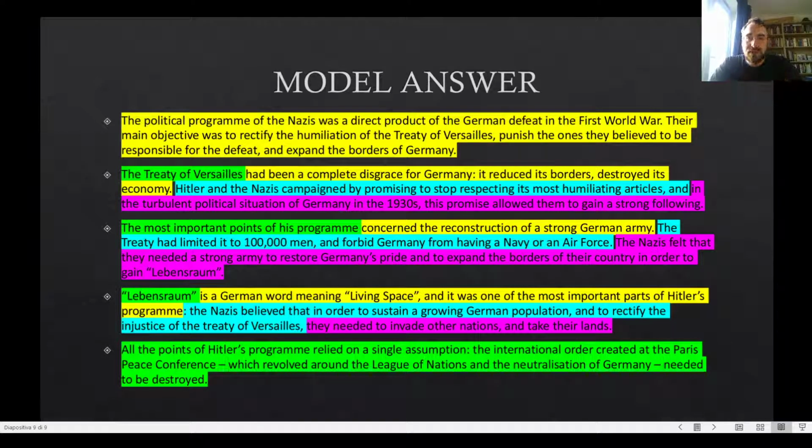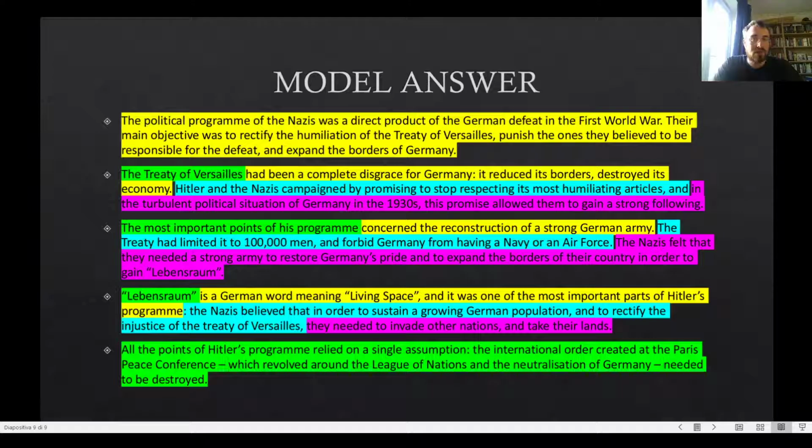So the political program of the Nazis was a direct product of the German defeat in the First World War. Their main objective was to rectify the humiliation of the Treaty of Versailles, punish the ones they believed to be responsible for the defeat, and expand the borders of Germany. The Treaty of Versailles had been a complete disgrace for Germany. It had reduced its border, destroyed its economy. Hitler and the Nazis campaigned by promising to stop respecting its most humiliating articles, and in the turbulent political situation of Germany in the 1930s, this promise allowed them to gain a strong following.